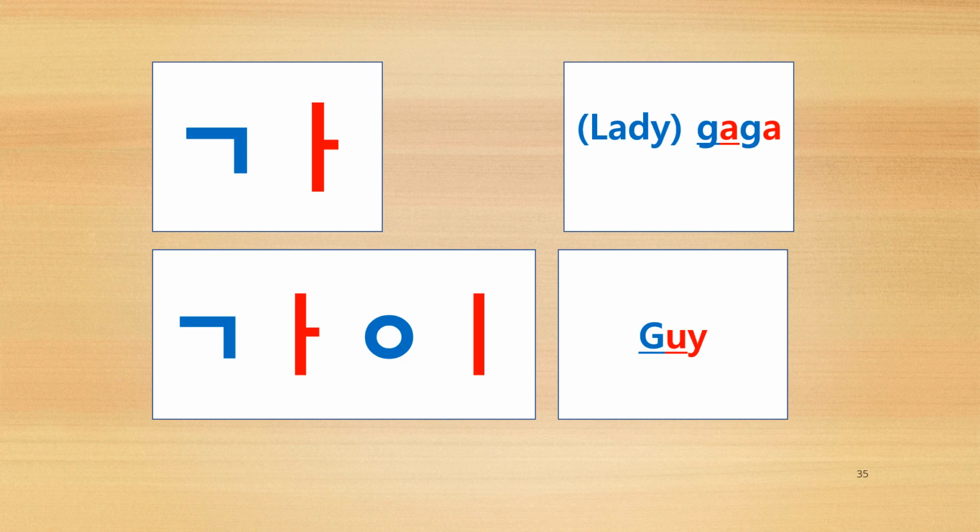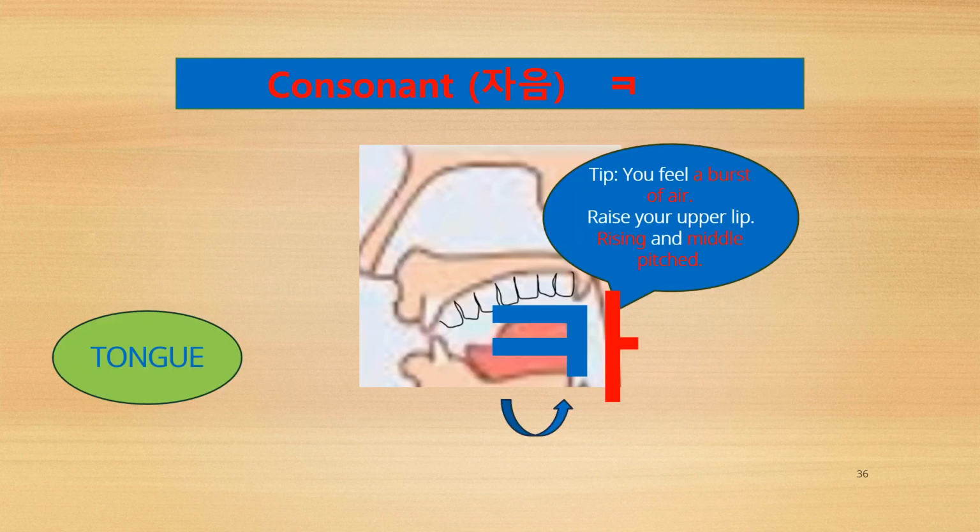So you already know the ga sound, low pitch, ga. The next one is ka. So you can feel a burst of air and rising as well, ka. If you've got a paper and you are able to blow it with ka, you are pronouncing the ka sound well. But if you pronounce it the other way and try to blow your paper, it doesn't work. So try to do it, please.